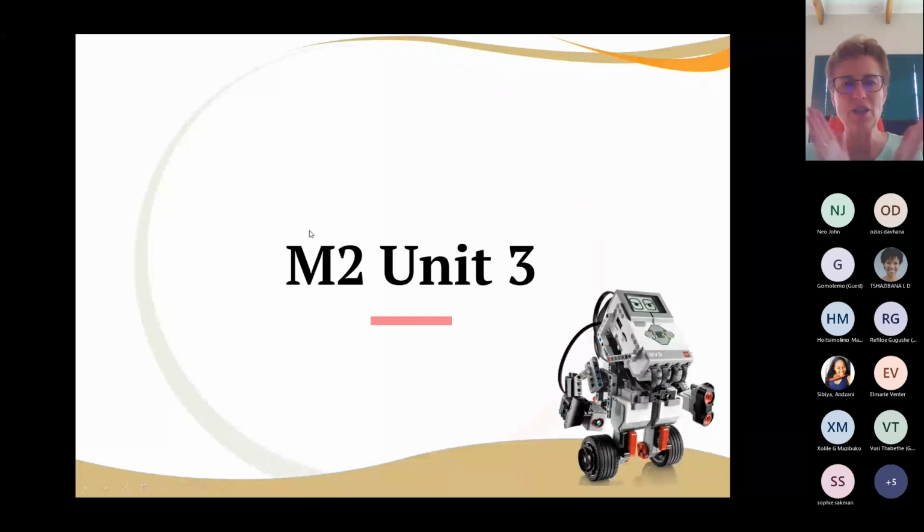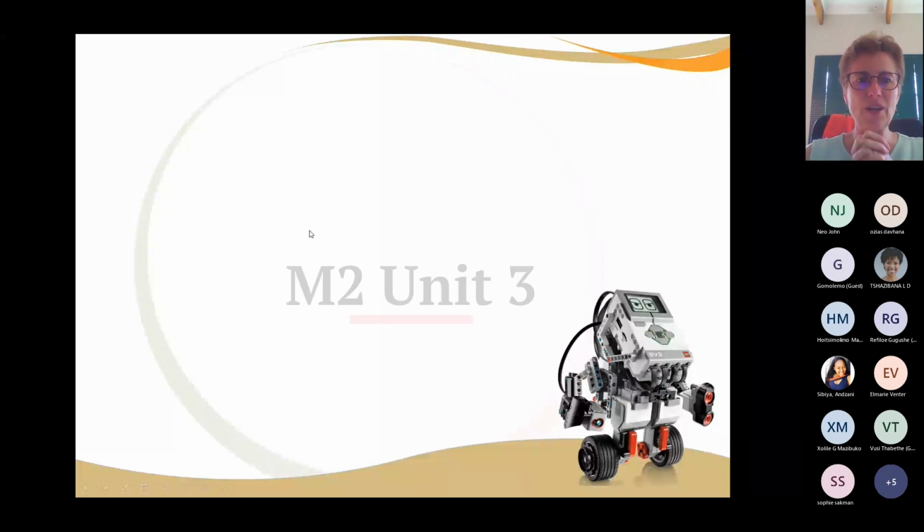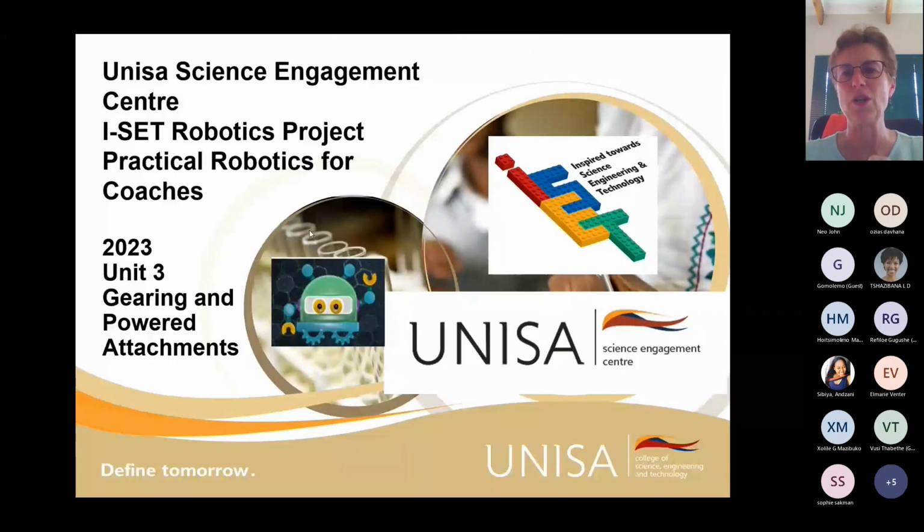There we go. This is Unit 3, and we're going to do gearing and powered attachments. If you remember from M1, we just used bumpers. That was just passive attachments. Now we're going to use powered attachments, with you being able to write computer programs to control your arms and your attachments that go up and down and grab. With that, we need gearing, so gearing is linked with powered attachments.